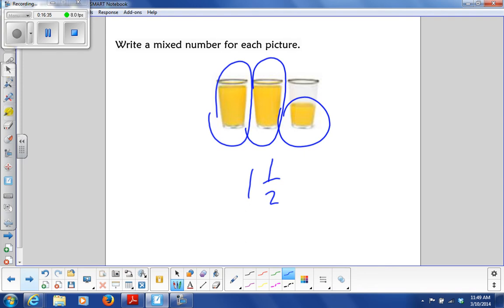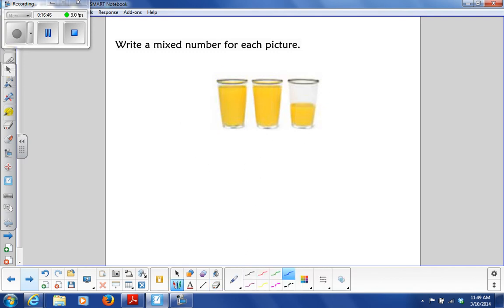Giselle, how did you get the 1? Okay, but I don't understand. Looking at this picture, how many cups of juice do you have? Full cups of juice. 2 cups of juice. Where did you get 1? Sophia, where did you get 1?